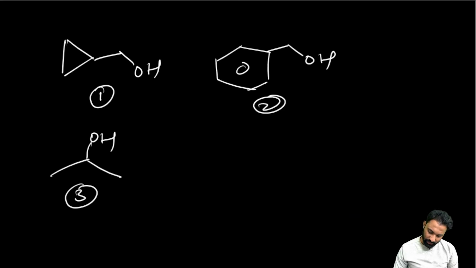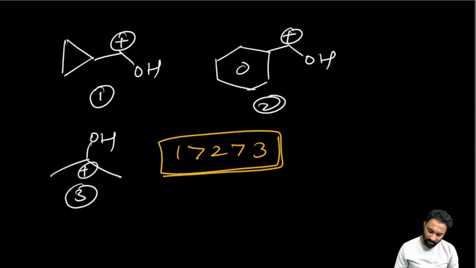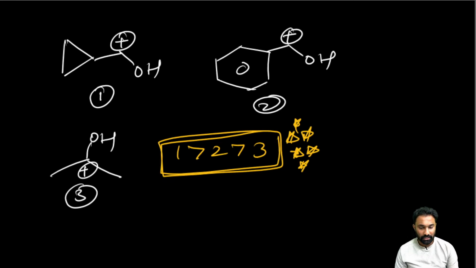1, 2, 3. Yes, because this is a benzyl carbocation, this is a cyclopropyl methyl carbocation, and this is a 2-degree carbocation. 1 greater than 2 greater than 3. The one which provides the stable carbocation will react very fast. With that, the Lucas reagent will react immediately. Right? Okay, right. Now next.